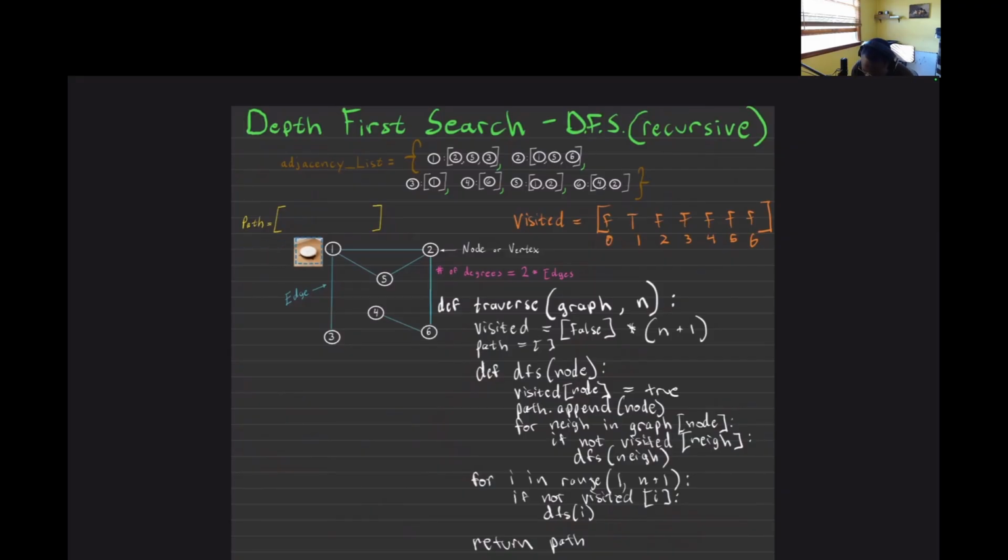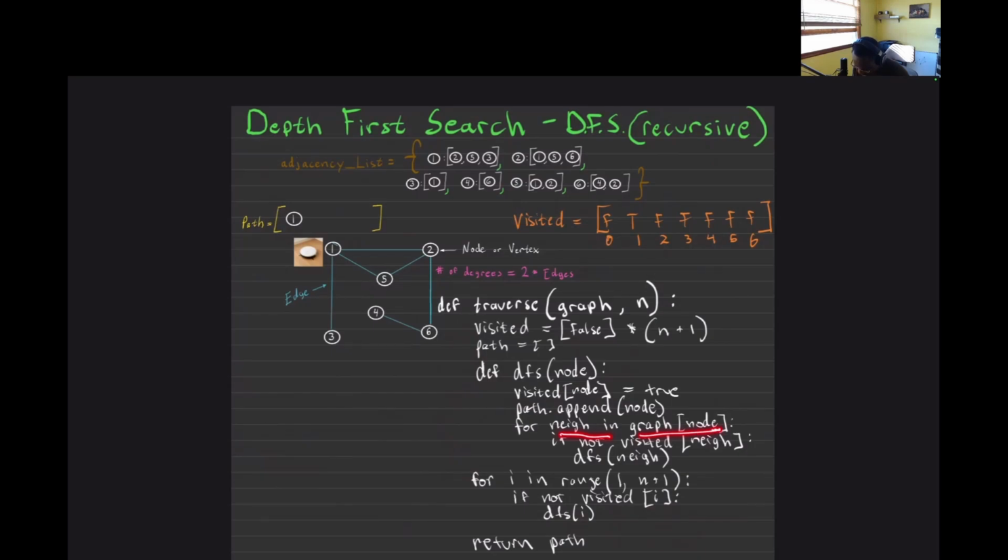We start here. So we clean this. So we're good there. And then we append to the path that node, right? So append this to the path. All right. And then now we check its neighbors, right? For neighbor and graph of that node.